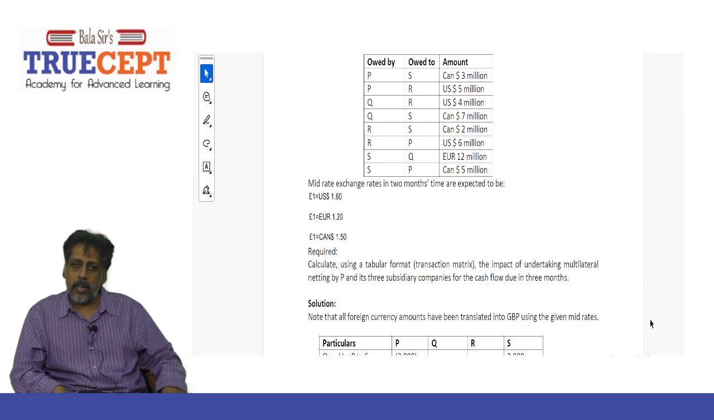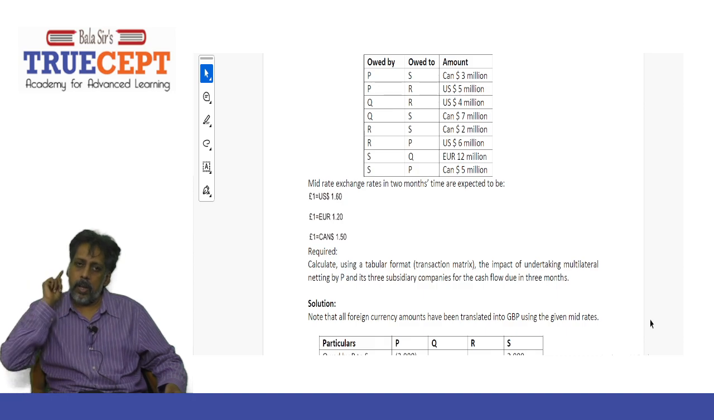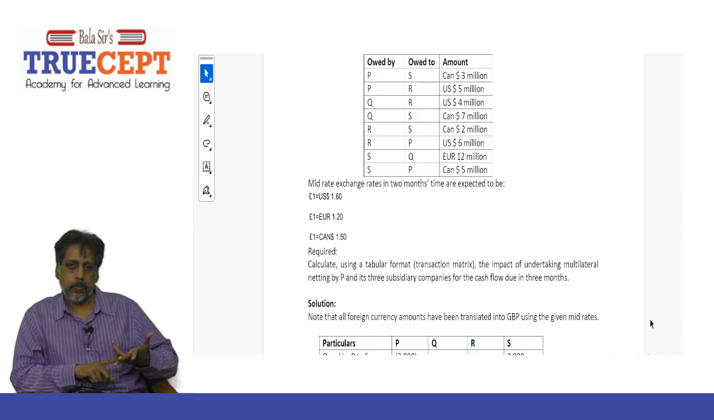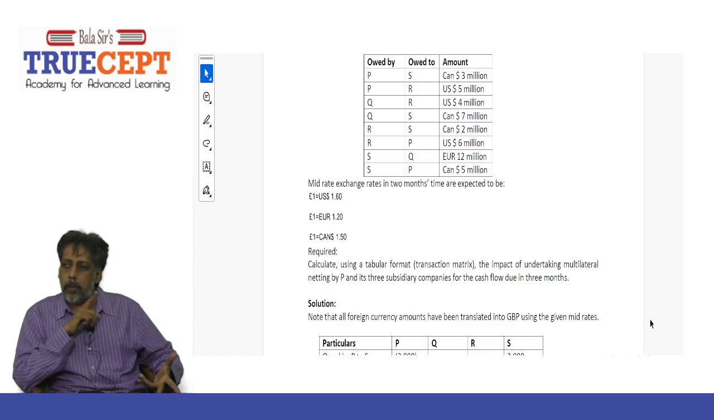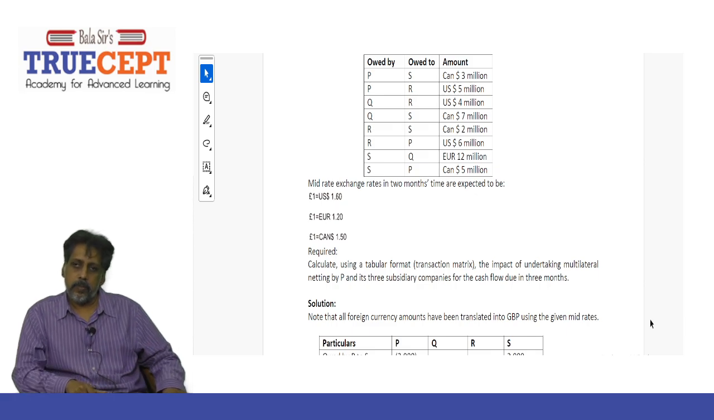Now, what is the mid rate given? 1 GBP equals US dollar 1.6. 1 GBP is 1.6 US dollars, where GBP is the Great British pound, the pound sterling. Next, 1 pound is equal to Euro 1.2, that is 1 GBP equals 1.2 euro. And then 1 pound is equal to Canadian dollar 1.5. Why has he given this?